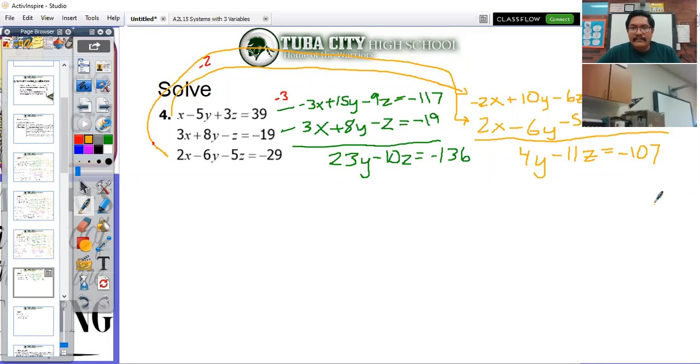And from here, I have to think of another variable to cancel.